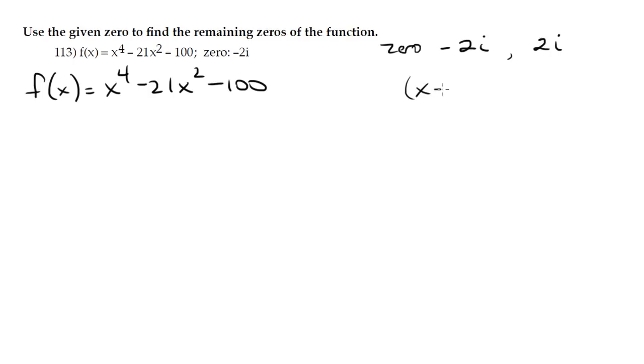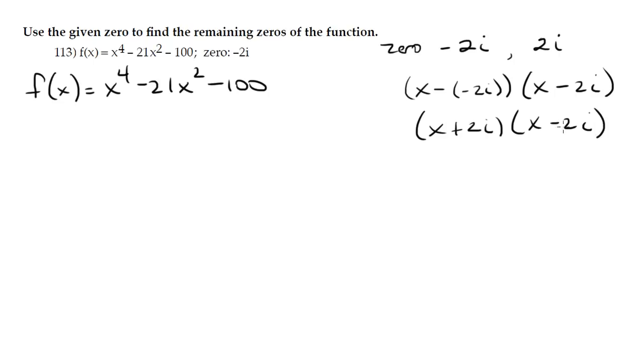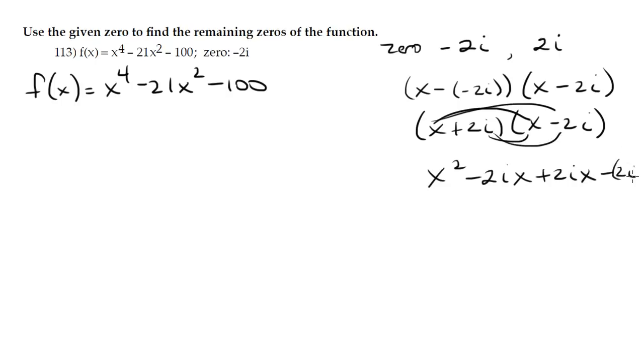So I know I've got x minus negative 2i, x minus 2i. So x plus 2i, x minus 2i. I know those are two of my factors, just given what I've done with the previous problems, right? So let's multiply these and see what happens. X squared minus 2ix plus 2ix minus 2i squared.